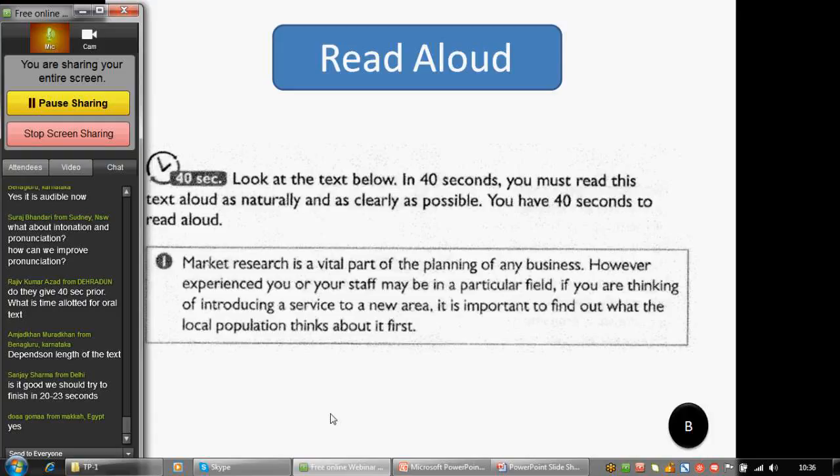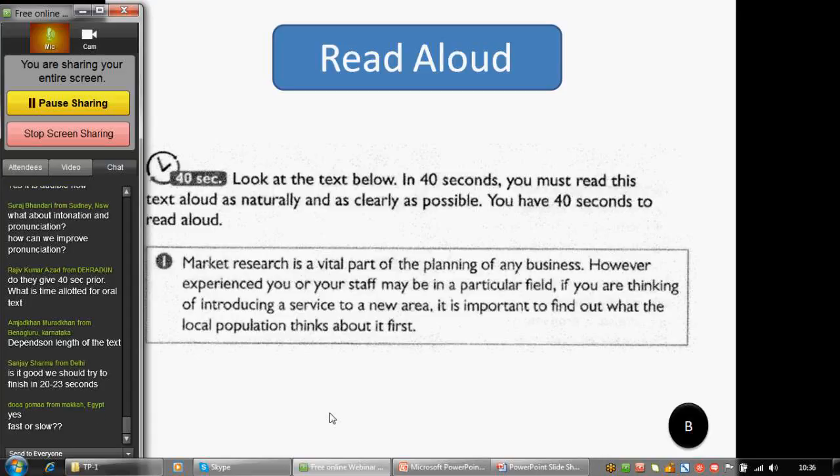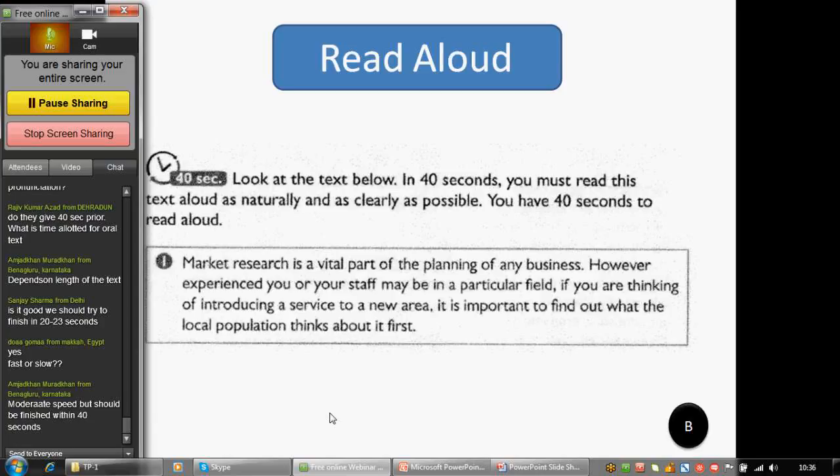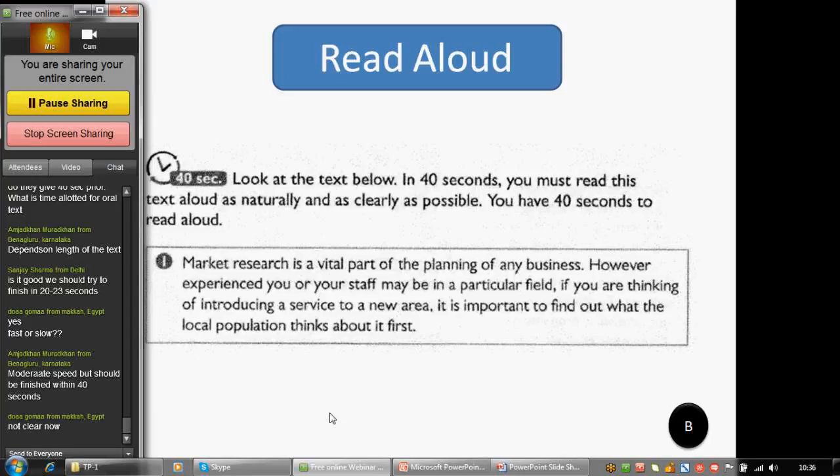I suggest, if you're able to do it fluently, don't rush. I can even finish faster. Market research is a vital part of planning of any business. However experienced you or your staff may be in a particular field, if you are thinking of introducing a service to a new area, it is important to find out what the local population thinks about it. I can finish it within 10 seconds also, but that is not what is expected. You need to deliver it properly, pronounce it, and see to it that whatever you are speaking is clearly understood by a native speaker.